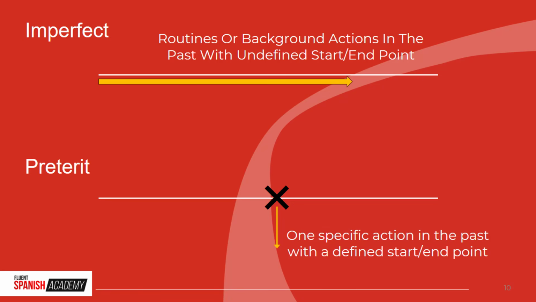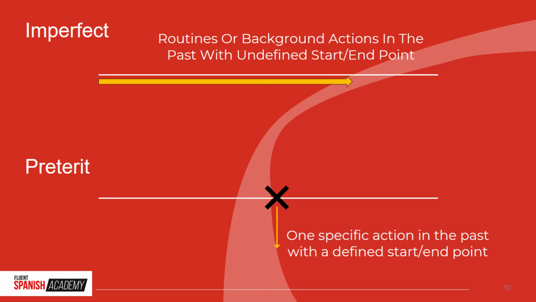We can use the imperfect past when we are talking about routines or background actions with undefined start or end points. Okay, like in our last example. Miguel conocía a Emilia en la universidad, eran del mismo pueblo. But when we have a specific action with a defined start or end point, we use the preterit. Después de graduarse, se hicieron novios.